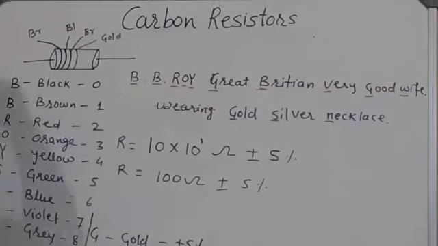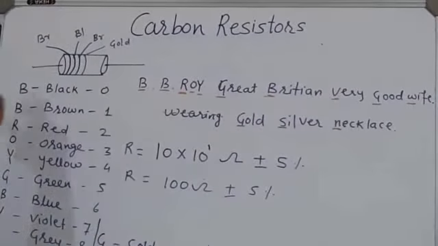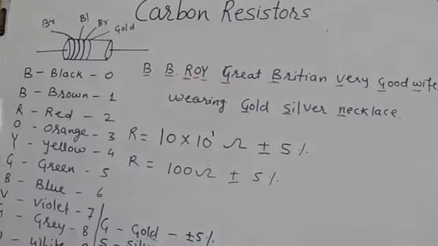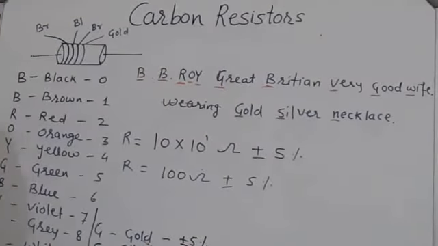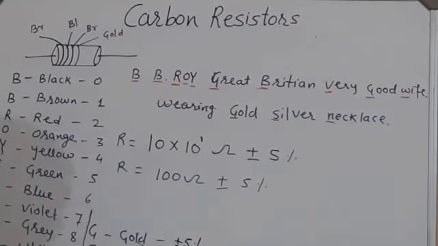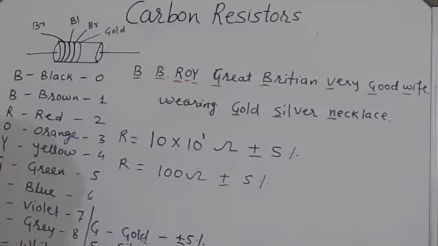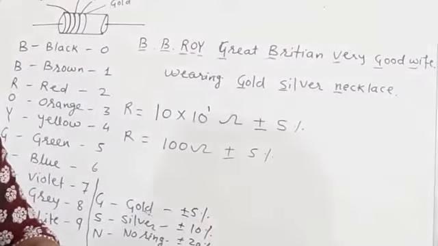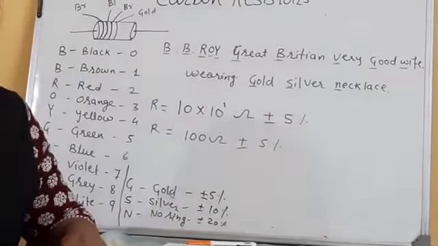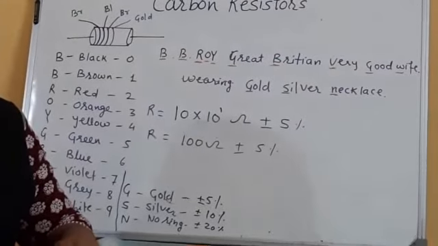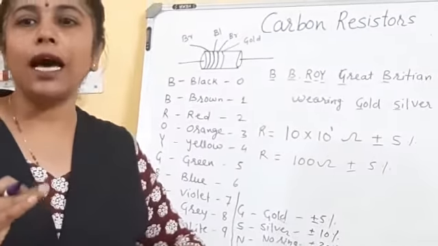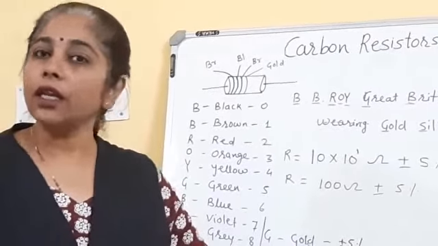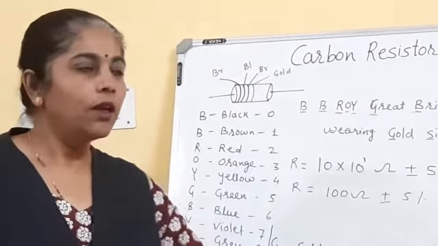So this way, if any color coding is given, from that color coding you can find out its value, and according to your requirement you can connect it in a circuit. In the carbon resistors, the range of value is very wide. It is from 1 ohm to a few mega ohms. So that is why carbon resistors are very useful as compared to the wire resistance in electronic devices.